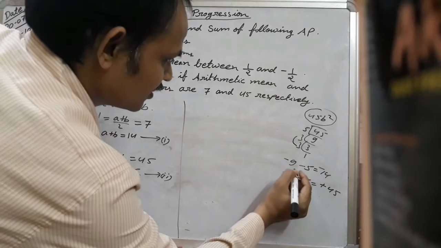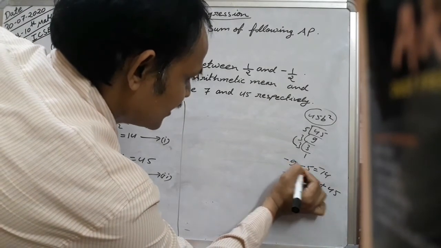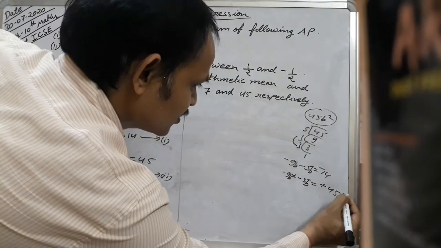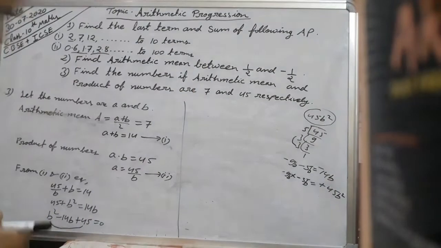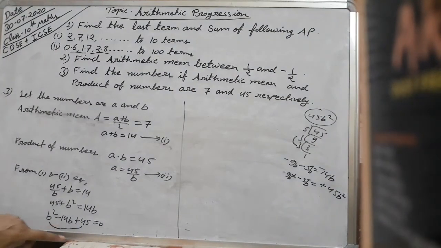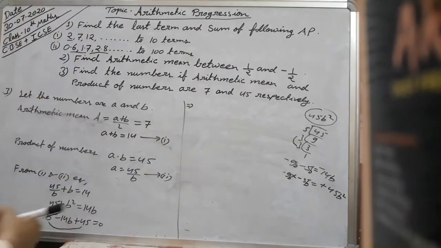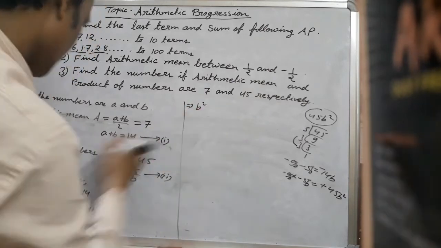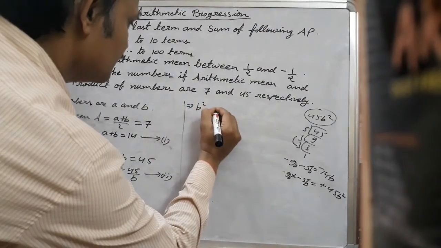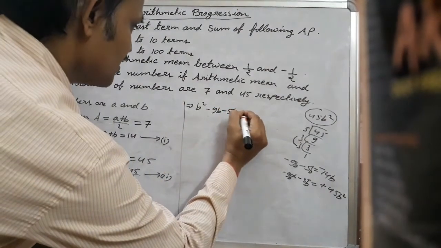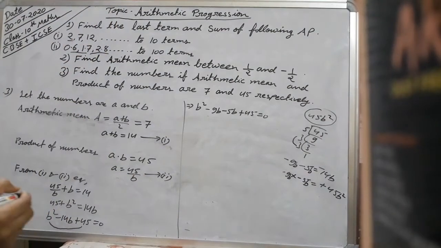Now, keep B here, minus 9B minus 5B. Minus 9B minus 5B, you will get plus 45B square, and here minus 14B. Means in place of minus 14B, you have to write minus 9B minus 5B. Okay. Now, do it here. B square, in place of minus 14B, you have to write minus 9B minus 5B, and the last term is plus 45 is equal to 0.